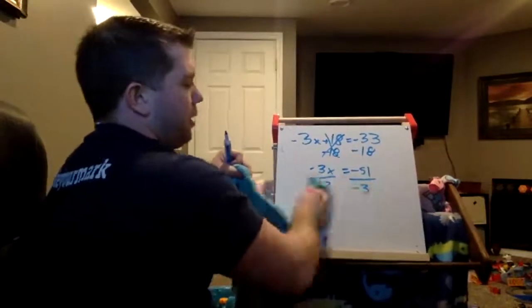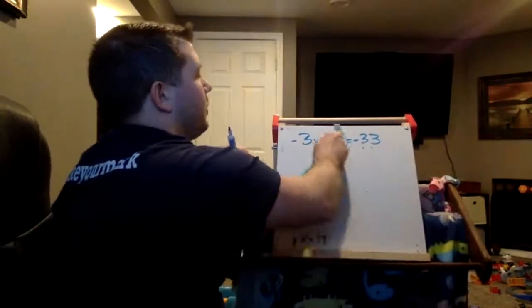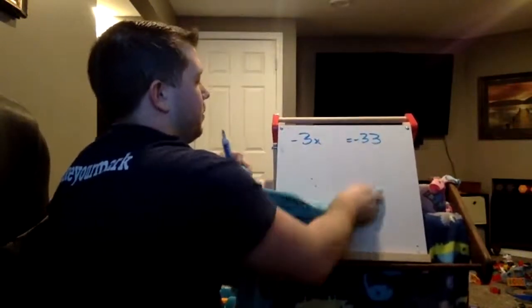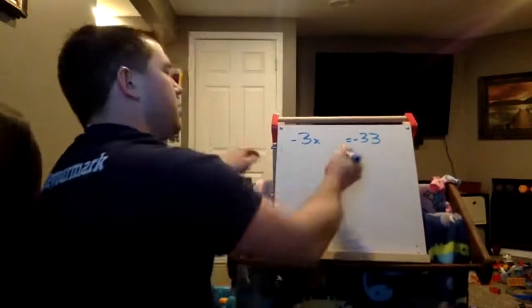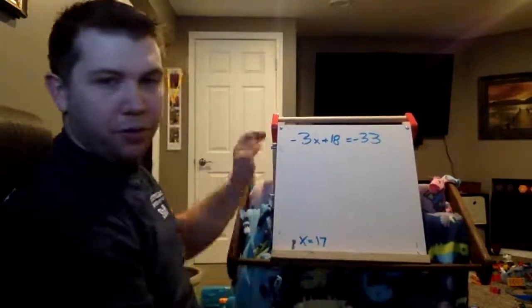Use my old mermaid fin here. Like that. Okay, there we go. All right, so I've got negative 3x plus 18 equals negative 33.